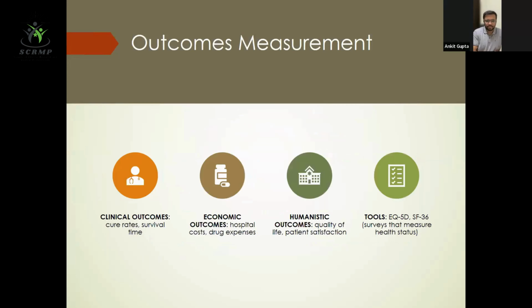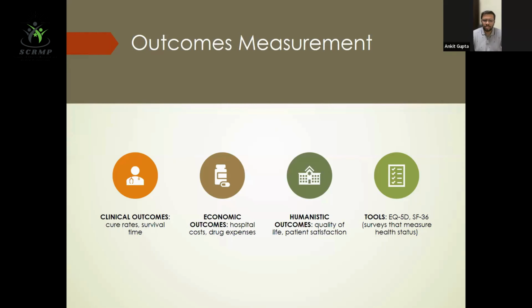Next slide. Outcome measures. So there are different types of outcomes in our field: clinical outcomes, economic outcomes, humanistic outcomes, and the tools with the help of which we calculate all the outcomes. Clinical outcomes are any data which we are getting from the clinical trials or clinical studies, like the cure rates of the drug, survival time, progression of the disease, overall survival, mortality. So many outcomes are there for the clinical efficacy. Then we have economic outcomes, which study the drug and the cost-related expenses of the drug.